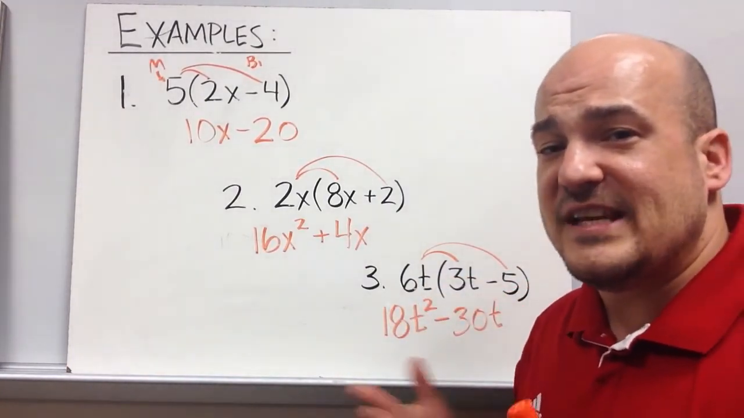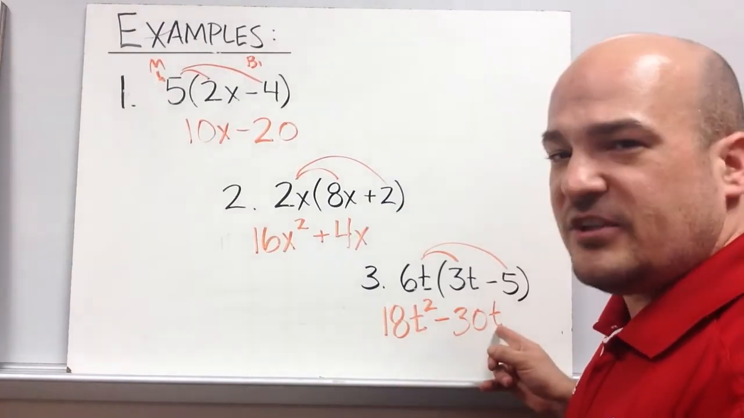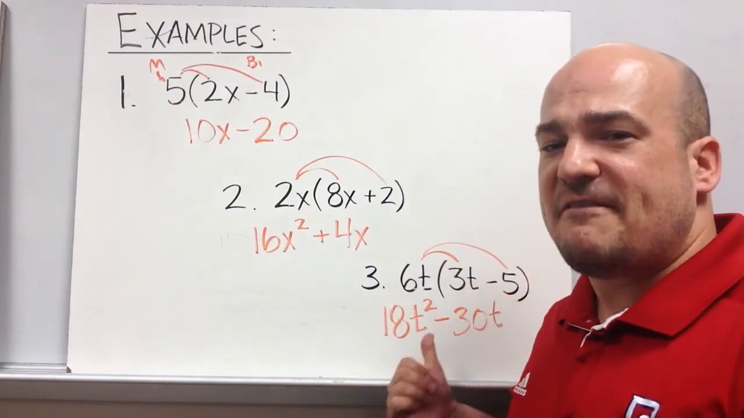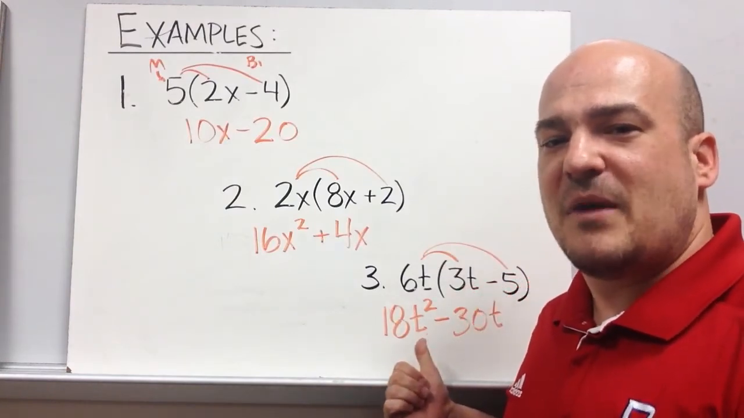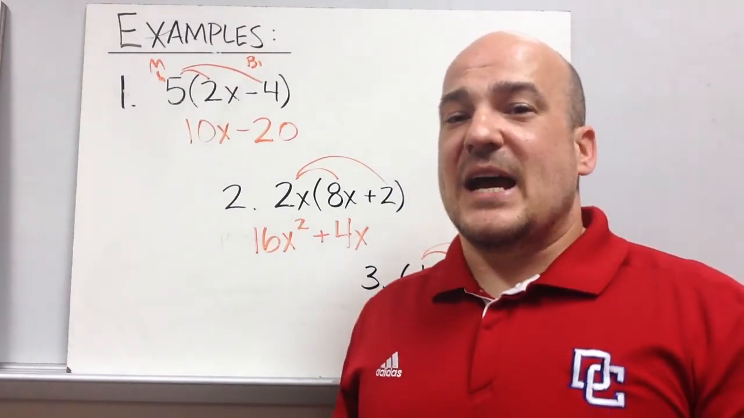Okay? Look to see if you can combine any like terms, but one term has a t squared and one term has a t. Those are not like terms, so I can't do any combining. That's just my final answer, 18t squared minus 30t. And that's it. That's how you multiply monomials times binomials.